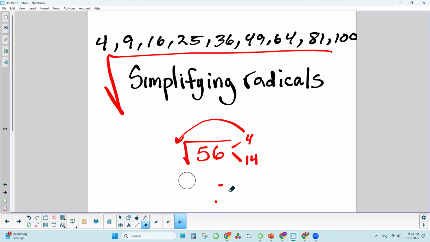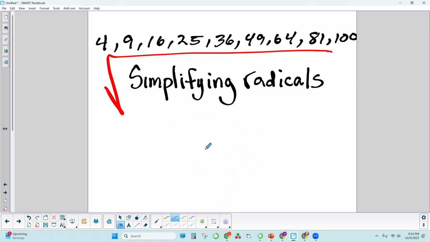Okay? But just like some fractions, some radicals can't be simplified. Let's take the square root of 7, for instance. The square root of 7 only has two factors, 7 and 1, none of which are perfect square factors. So the square root of 7 cannot be simplified. So you simply leave that the square root of 7.